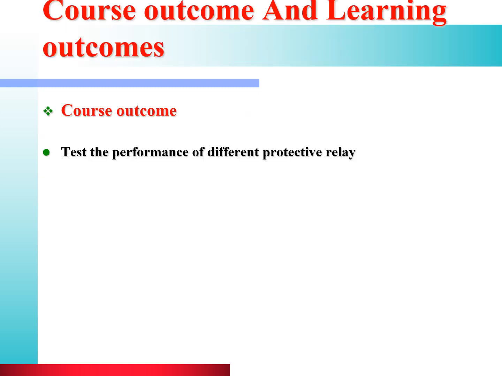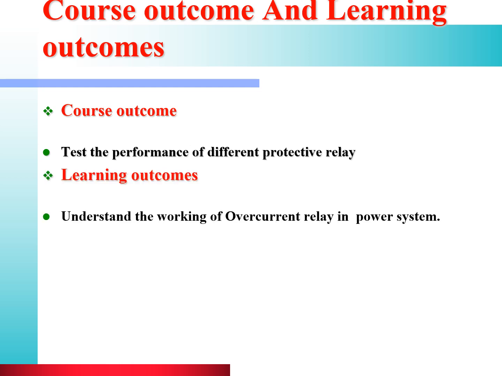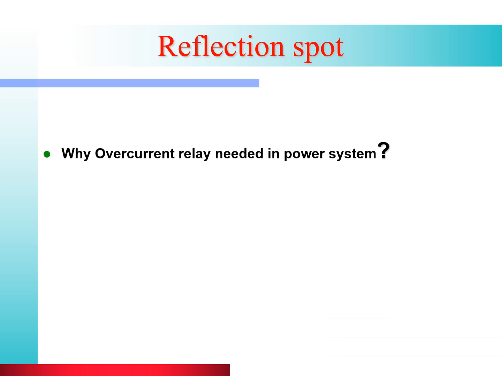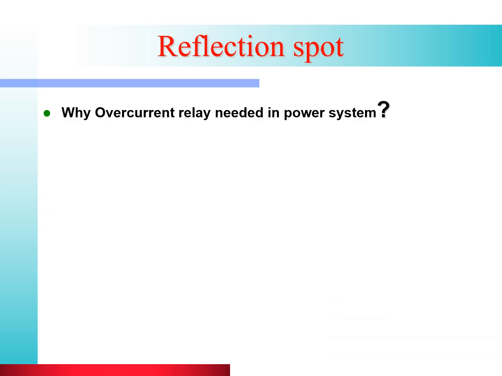Course outcome and the learning outcome. The course outcome of this unit is to test the performance of different protective relays. The learning outcome of this topic is to understand the working of overcurrent relay in power system. Reflection spot: why is an overcurrent relay needed in a power system? The answer to this question we will see in this video lecture.